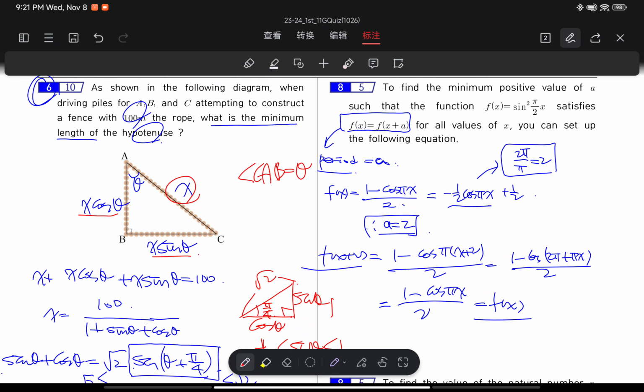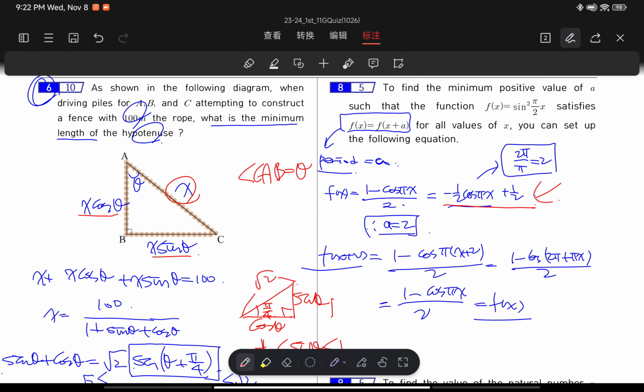So f(x) here uses some trigonometric properties. So sine square of pi x over 2 equals 1 minus cosine pi x, divided by 2. So f(x) equals, sine square of pi x over 2 can be exchanged for negative half cosine pi x plus 1 half.